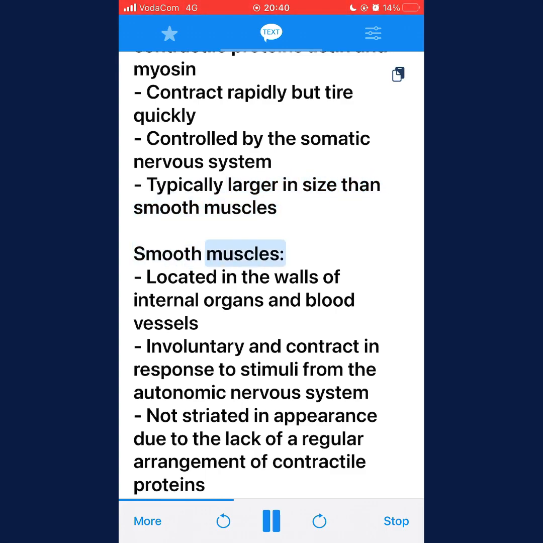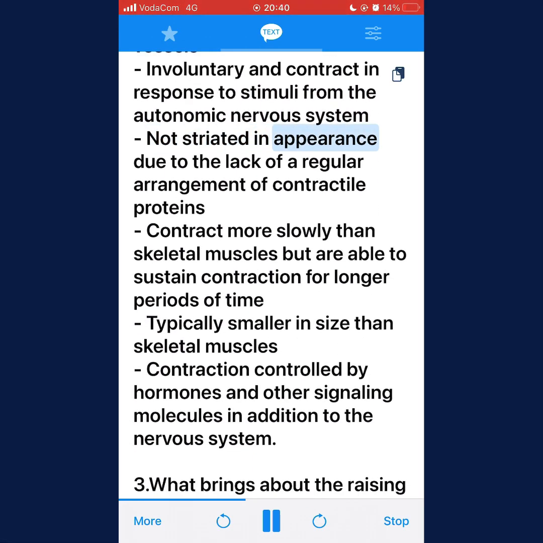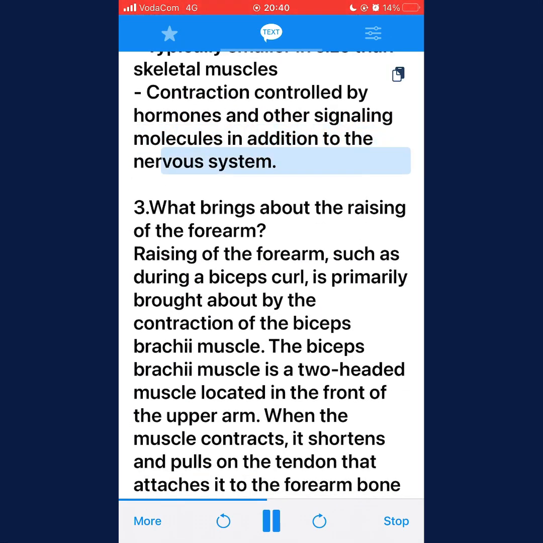Smooth muscles: Located in the walls of internal organs and blood vessels. Involuntary and contract in response to stimuli from the autonomic nervous system. Not striated in appearance due to the lack of a regular arrangement of contractile proteins. Contract more slowly than skeletal muscles but are able to sustain contraction for longer periods of time. Typically smaller in size than skeletal muscles. Contraction controlled by hormones and other signaling molecules in addition to the nervous system.